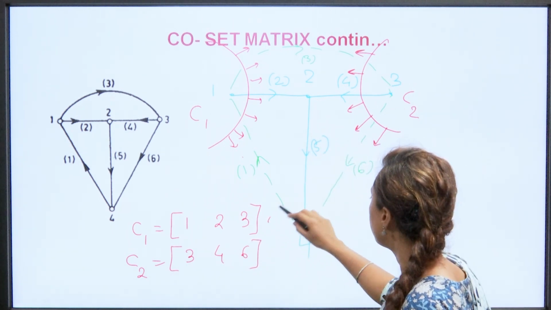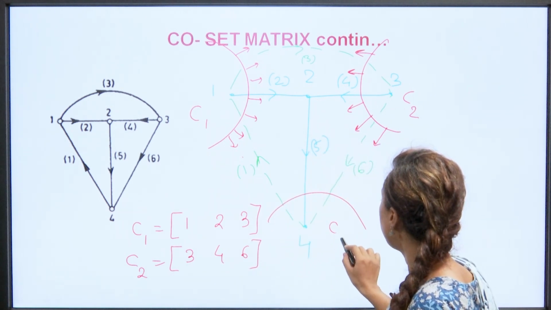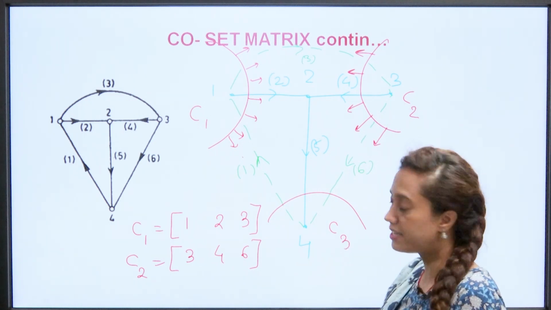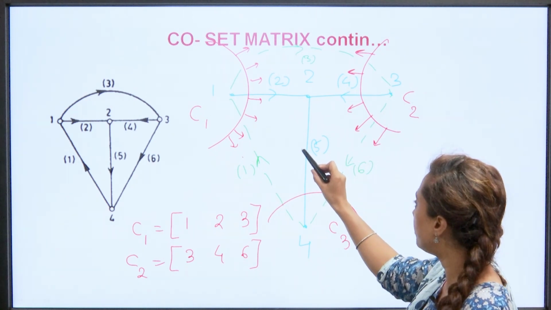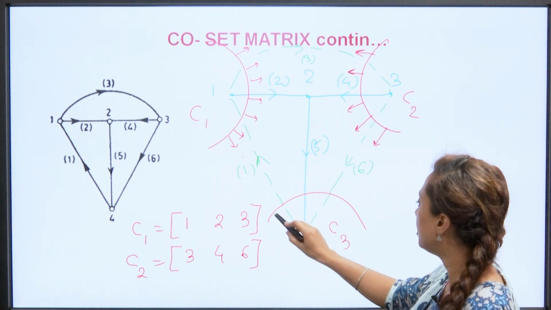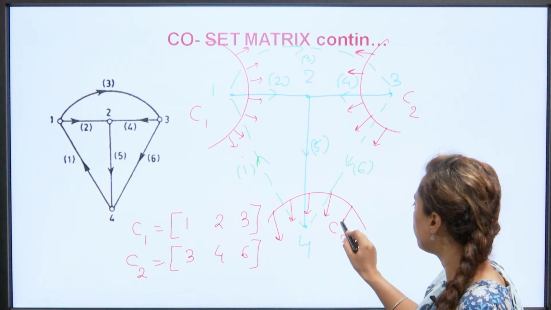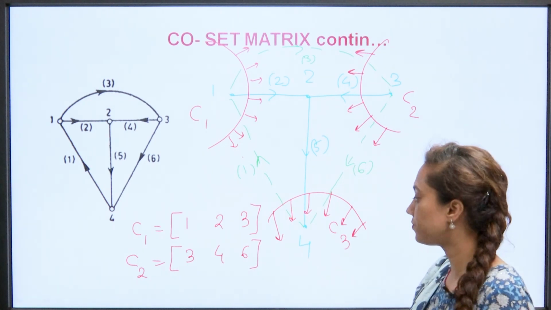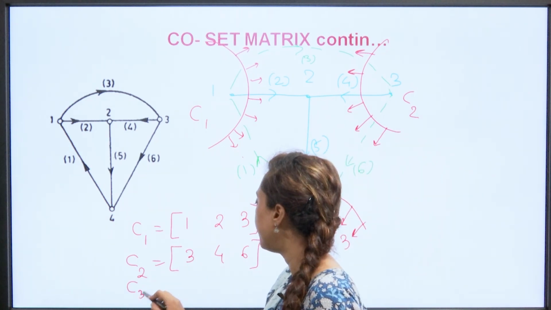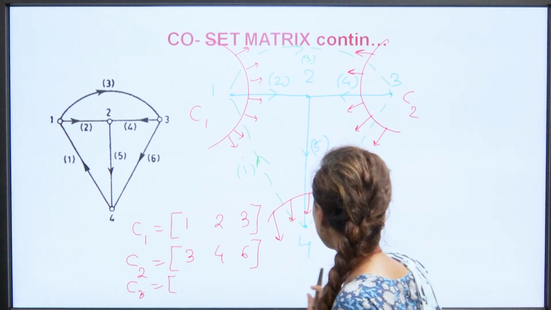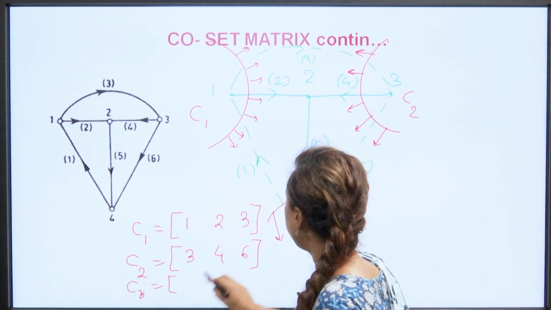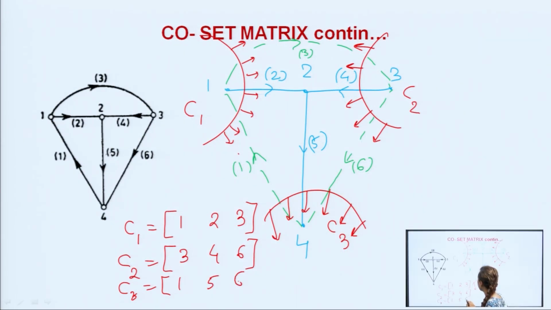Now, for the last cut set, that is cut set number 3, it is having the same direction. It means it will follow the direction of your twig. It means it is like this, right. So, the C3 is containing the branch number 1, 5 and 6, right. Now, we will form a matrix.